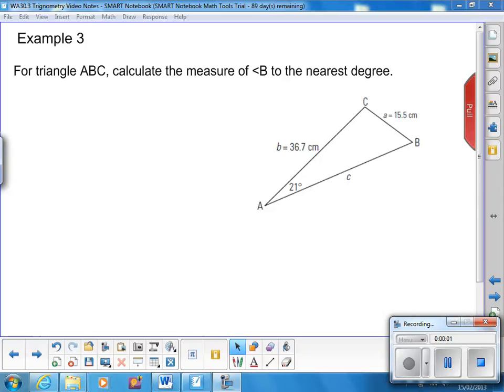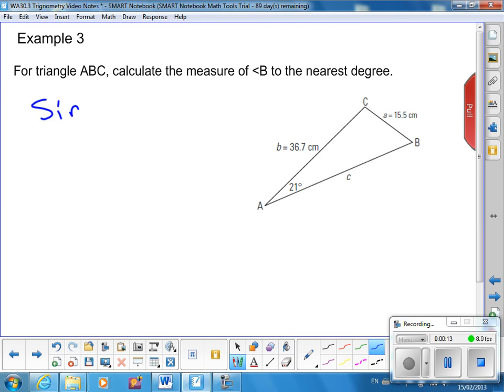Today's lesson is a continuation of the sine law. So we have a triangle ABC, and this time we're going to calculate the measure of angle B. So we would still use our sine law. Sine A over a equals sine B over b.